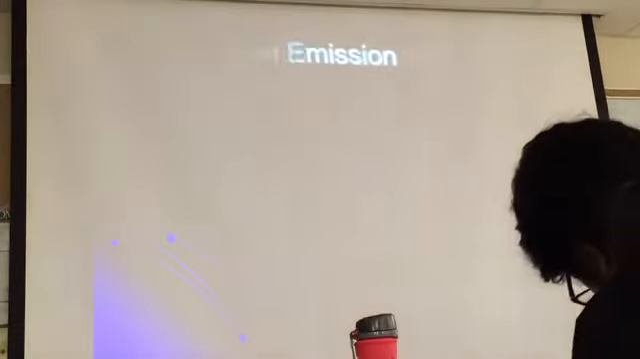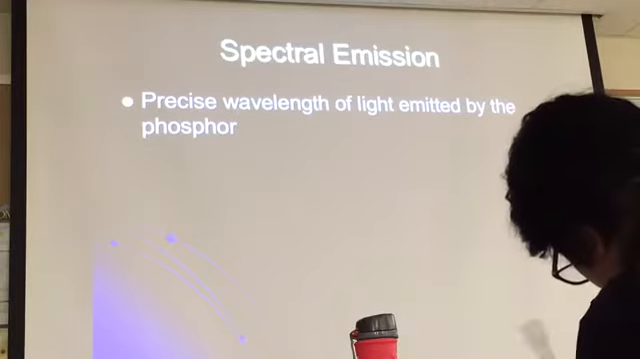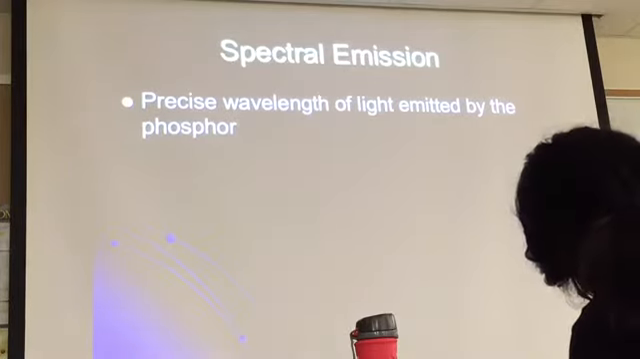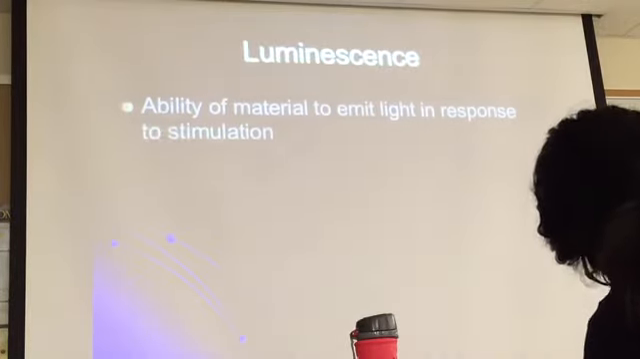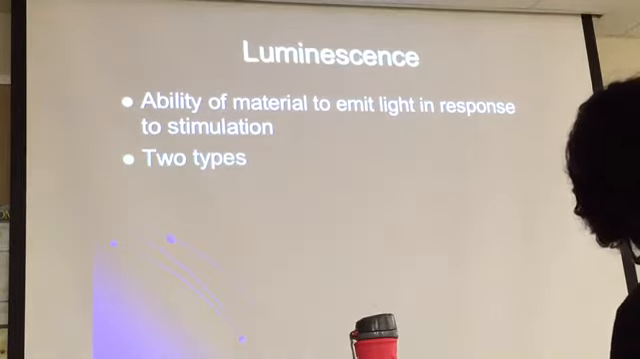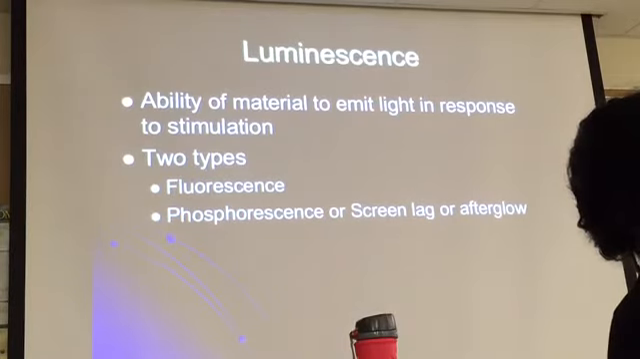Resolution. Okay, good. The spectral emission is the precise wavelength of light emitted by the phosphor. Precise to what? Precise to the film, to what the film can absorb. Let's match film spectral sensitivity. I said it before: luminescence is luminescent light emitted in response to stimulation. There are two types, phosphorescence and fluorescence. You already wrote it down, so don't rewrite it again.